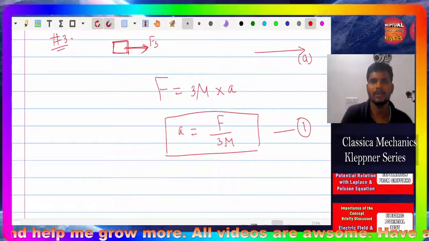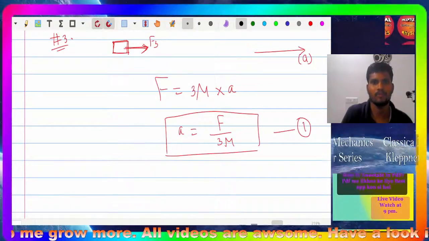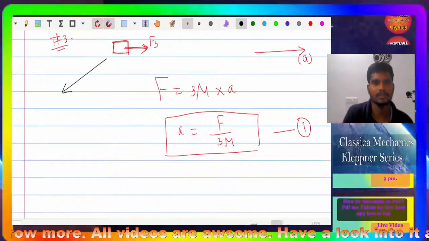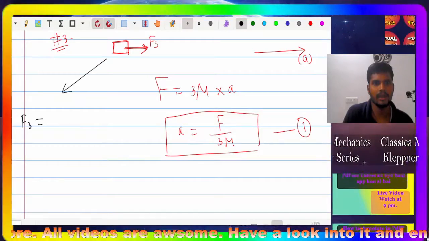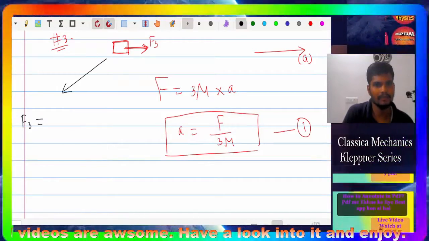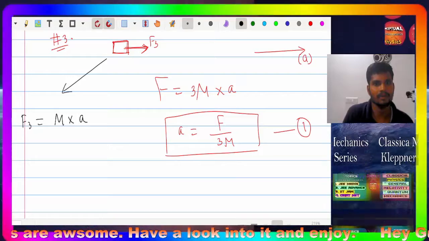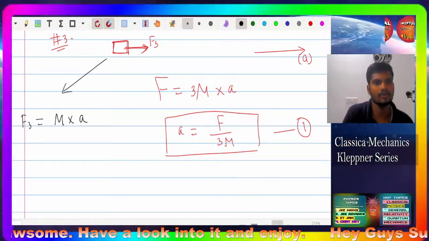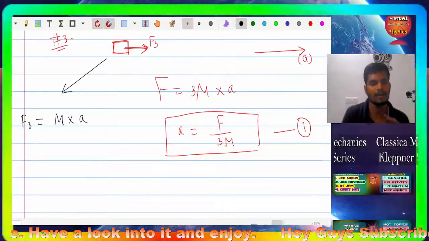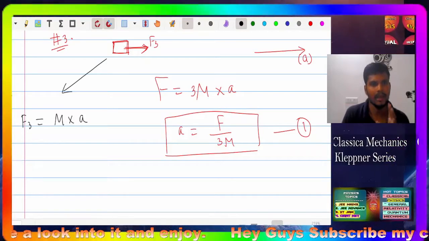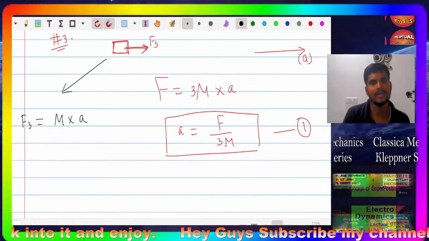Great. Now we will try to understand what happened with force 3. So we will start with this. F3 will only be acting on this, and this will be equal to m times a. We know this is Newton's second law, that we have to identify what are the forces acting on any body, and this will be equal to mass times acceleration.